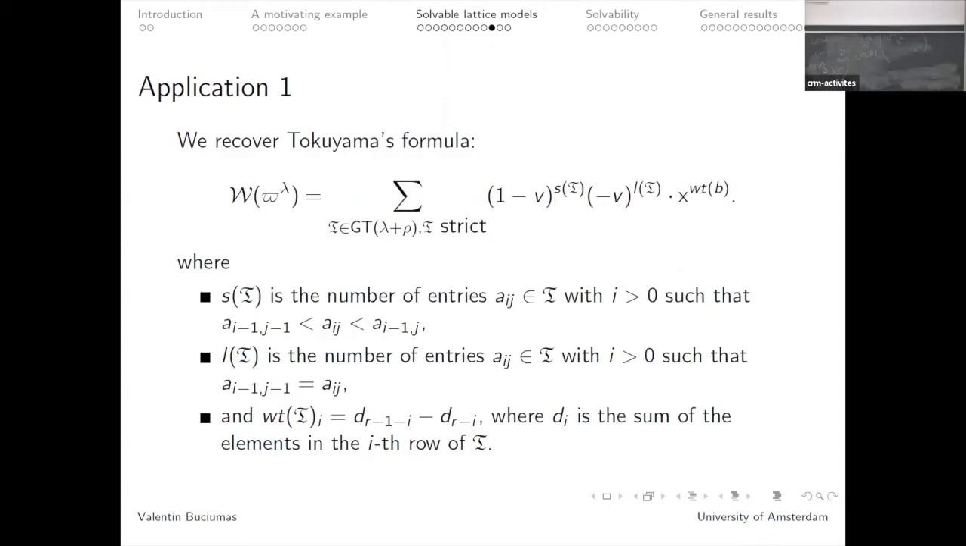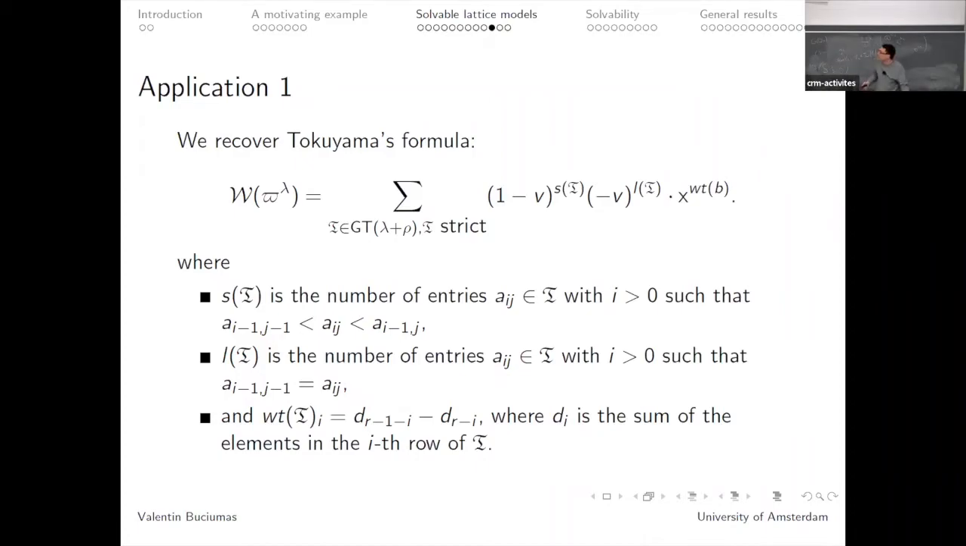you can write that as a sum over strict Gelfand-Tsetlin patterns with top row lambda plus rho of some weight that can be written like this: (1 minus v)^S(t) and (minus v)^L(t) times x to some weight. Here, S(t) will be the number of entries in the Gelfand-Tsetlin pattern that satisfy this strict inequality. L(t) will be the number of entries that satisfy this equality. And the weight of t will be given by the difference between the sums over two rows.